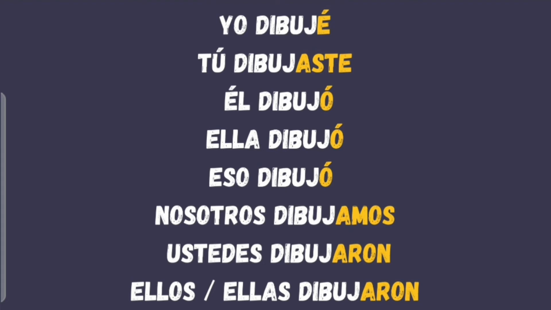Okay, as you can see, the root word, the part of the word that is not changing, is dibuj, dibuj. Okay, in all the personal pronouns. Okay, and the endings you have to modify according to the rules of regular verbs ending with ar. Okay, é, aste, ó, amos, aron, aron. Okay?